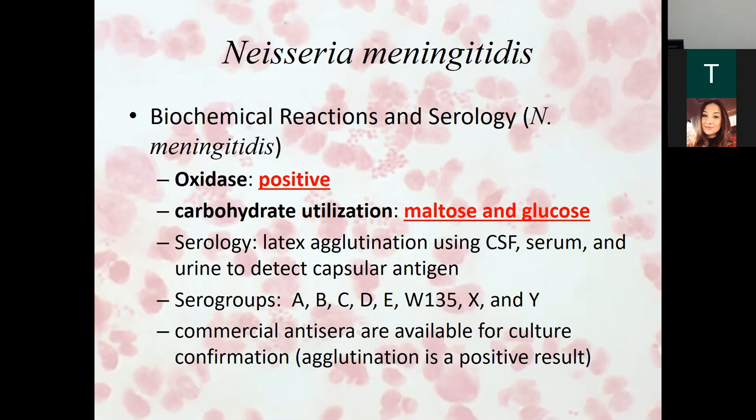We can do a latex agglutination test using cerebrospinal fluid or serum and urine. What they're doing is detecting the capsular antigen of the meningococcus. So meningitis would have a capsule, and we can serotype them into groups A, B, C, D, E, X, Y, and W-135.